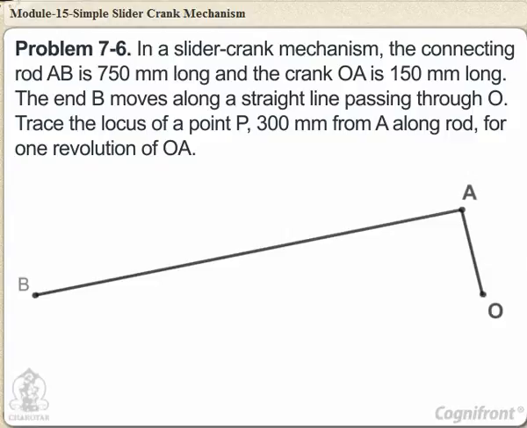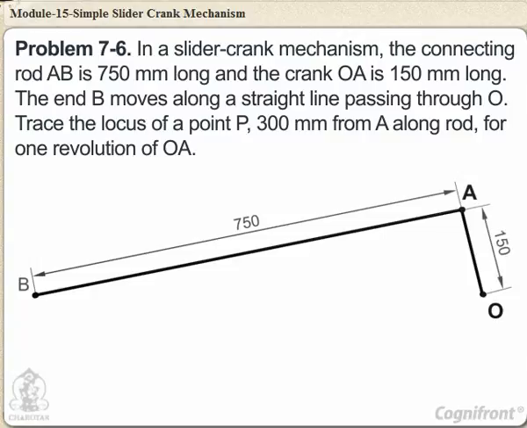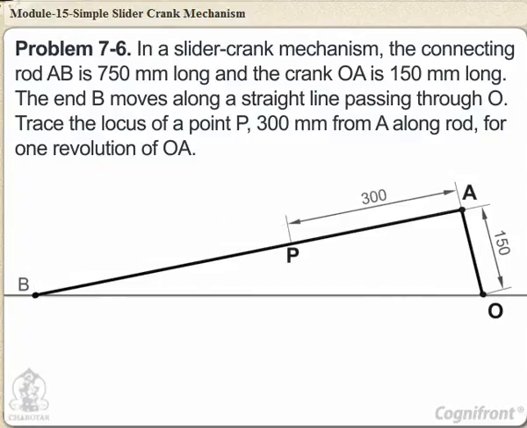7.6. In a slider crank mechanism, the connecting rod AB is 750 mm long and the crank OA is 150 mm long. The end B moves along a straight line passing through O. Trace the locus of a point P 300 mm from A along the rod for one revolution of OA.